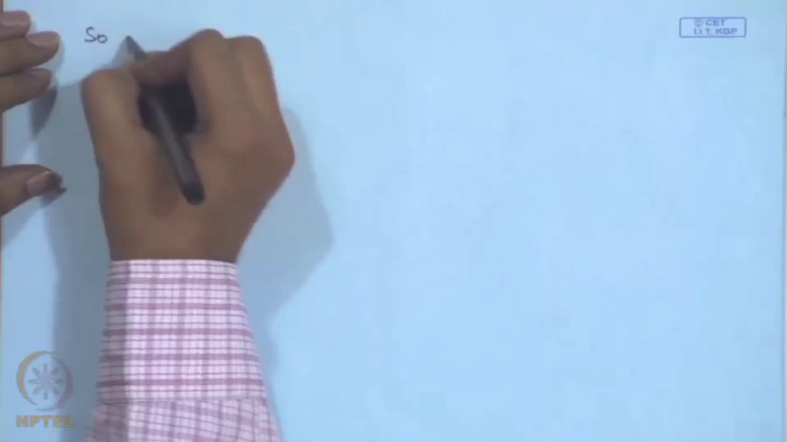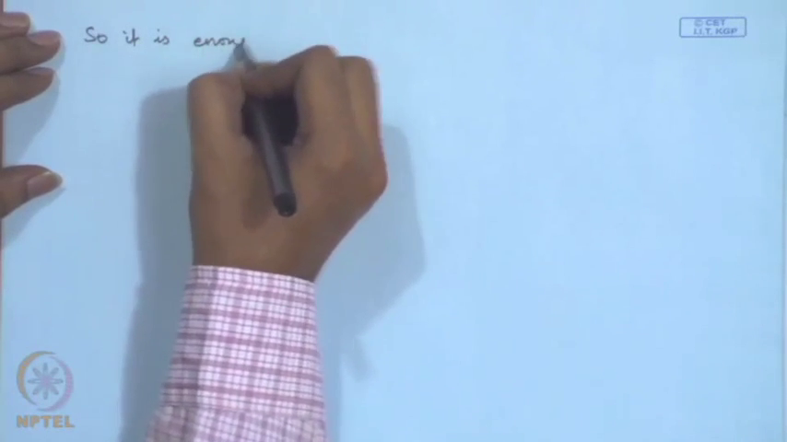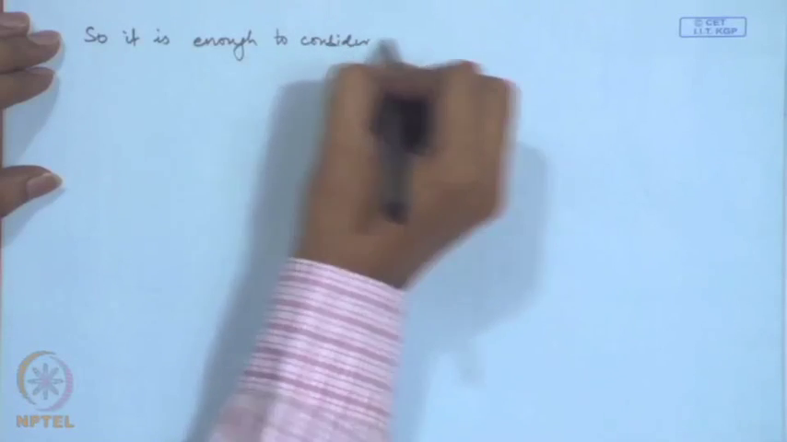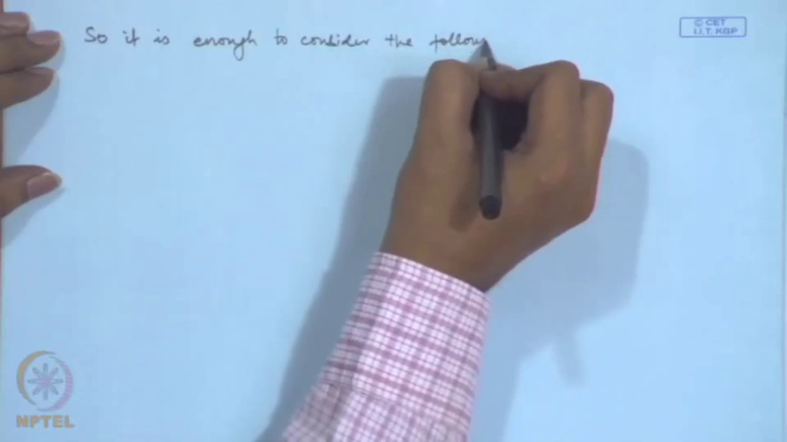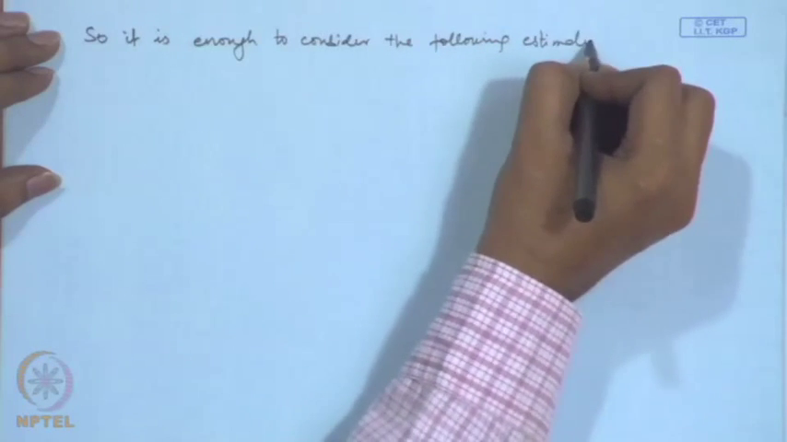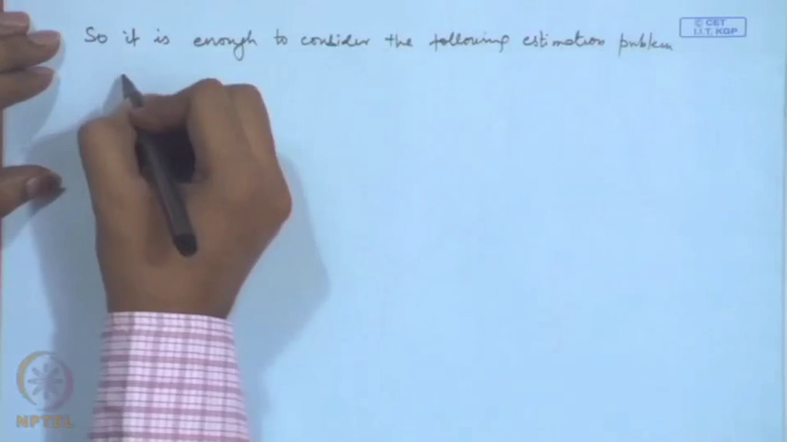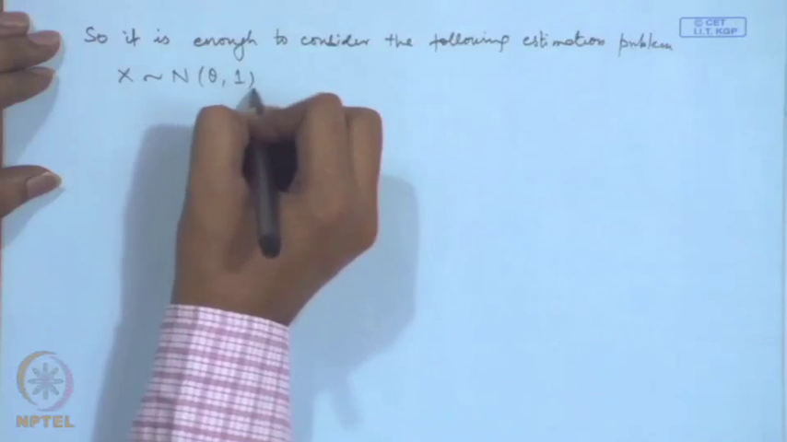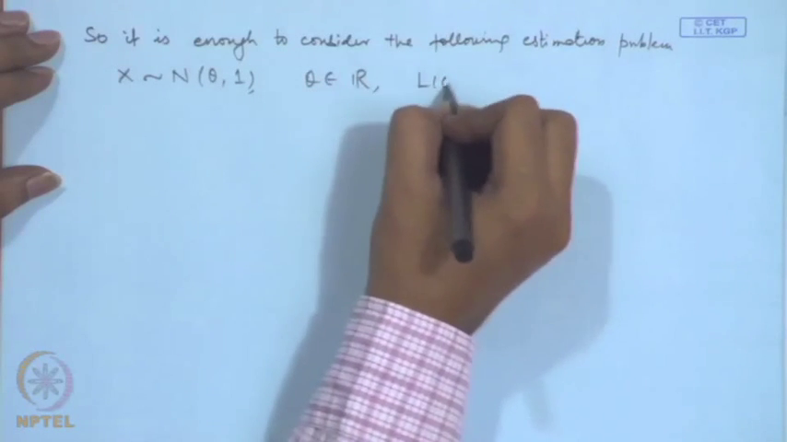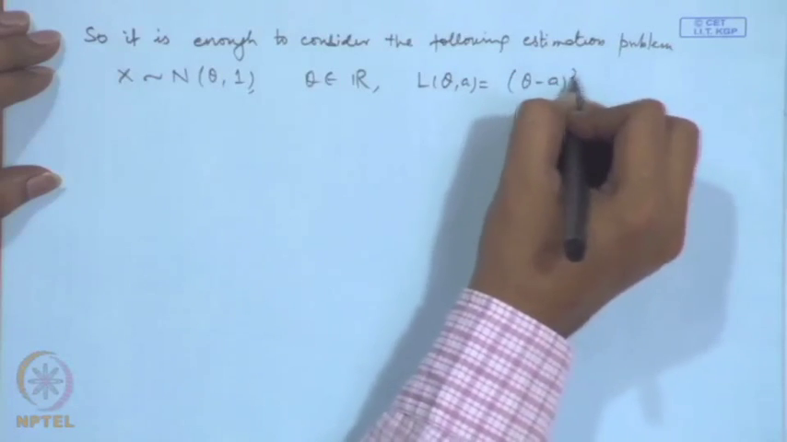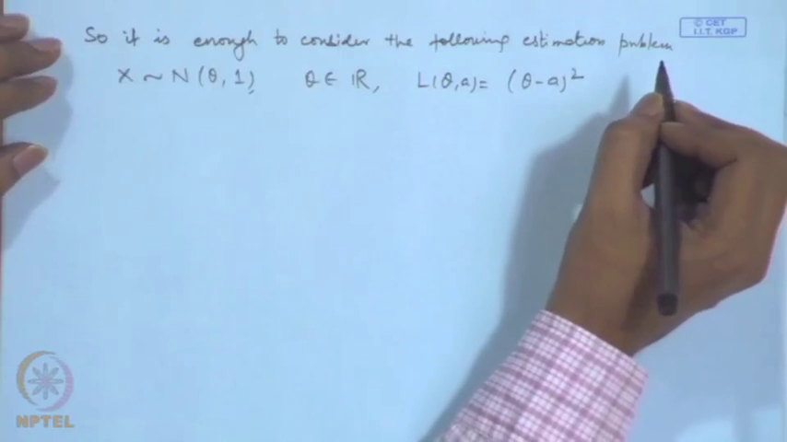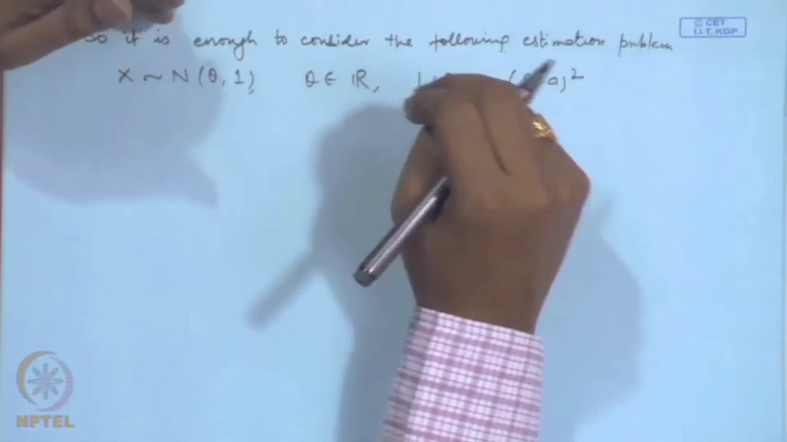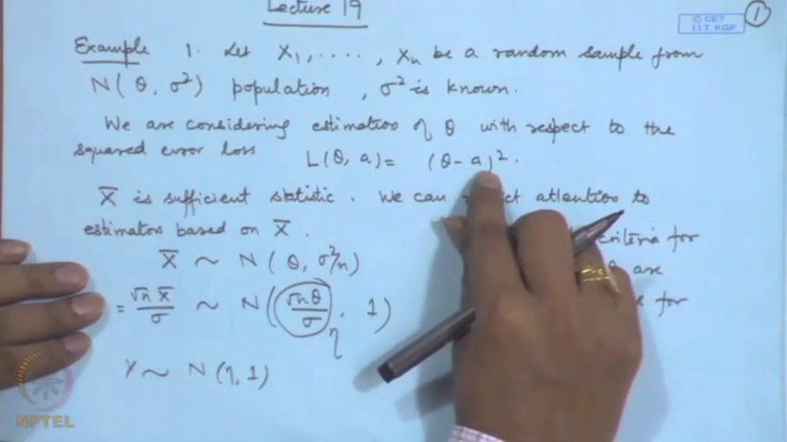So, it is enough to consider the following estimation problem. X follows normal(theta, 1), theta is any real number, and L(theta, a) is equal to (theta minus a) squared. Now, this is a hallmark of all such problems. In any inference problem, we reduce the problem to a simpler model by means of sufficiency. In this particular case, this is extremely straightforward, because the loss function is squared error.